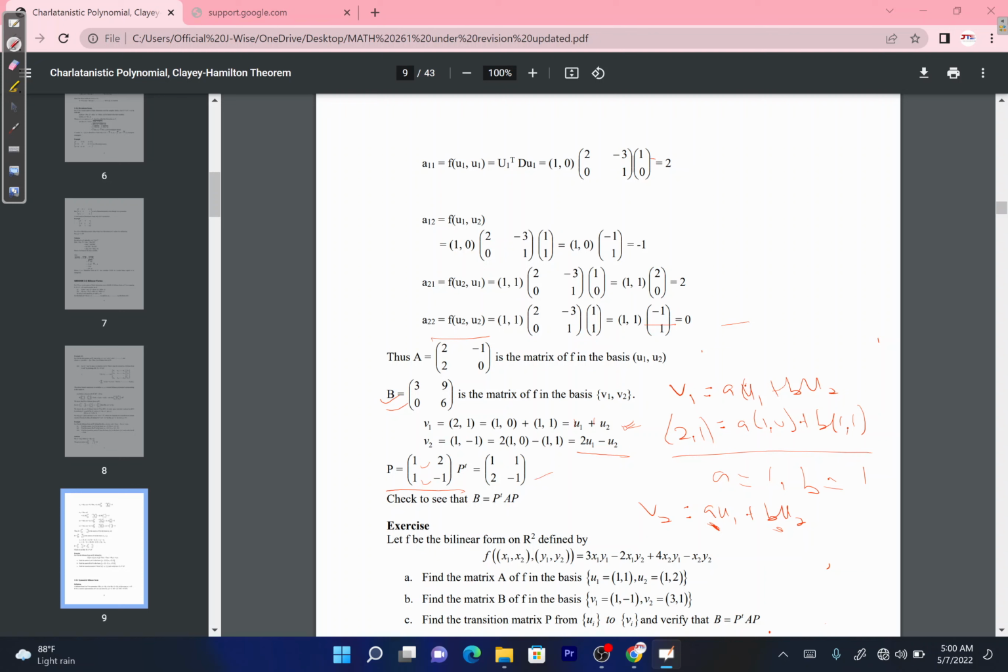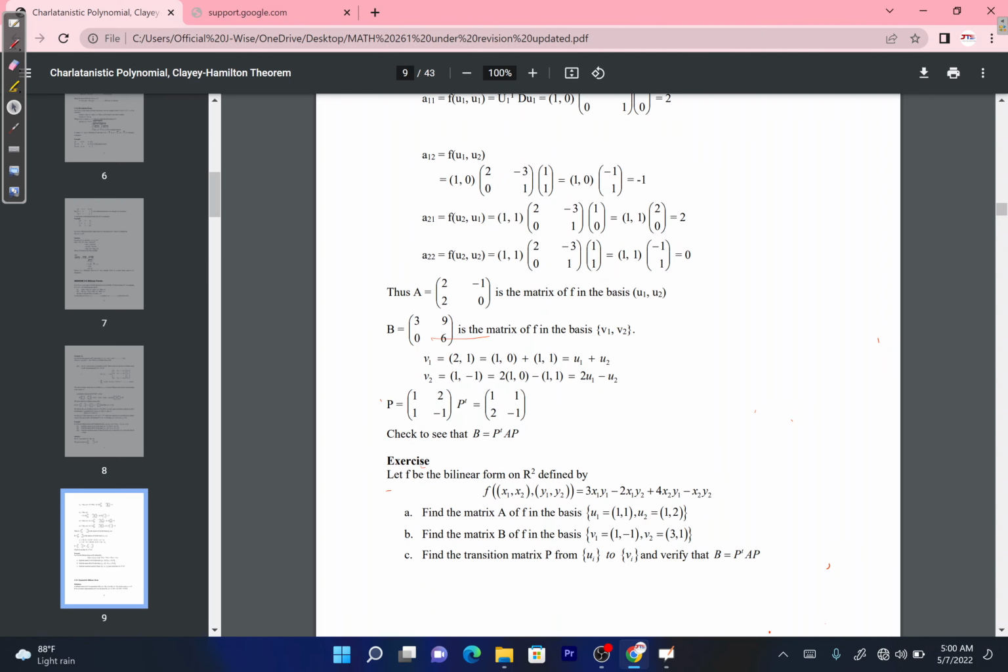Then you can find P transpose. Now you can check to see if this is true. There is an exercise here. You can pause the video and try your hands on it.